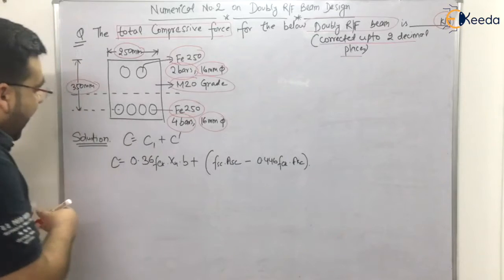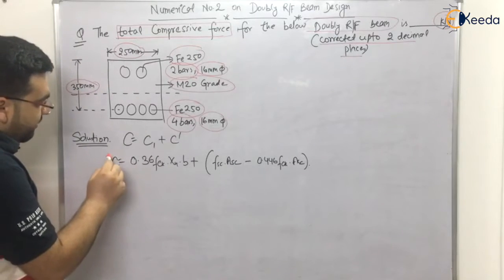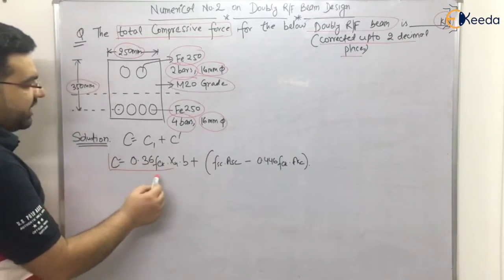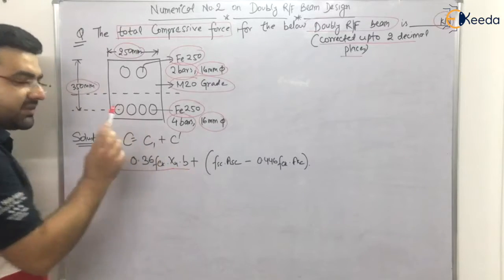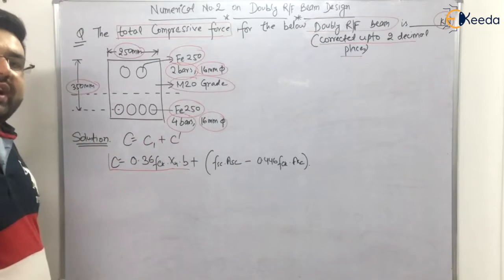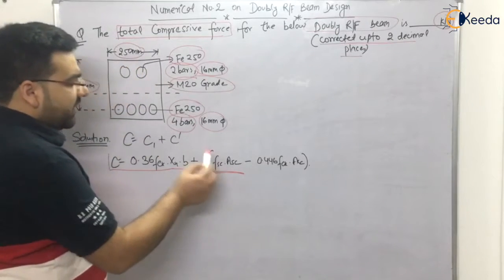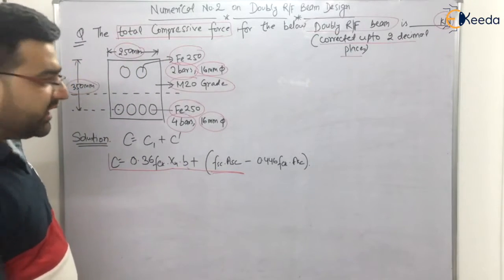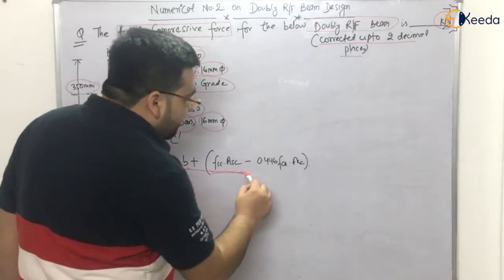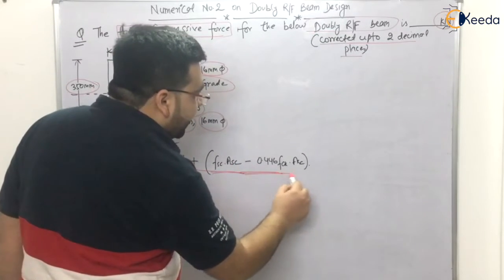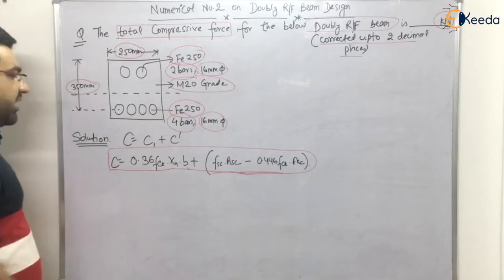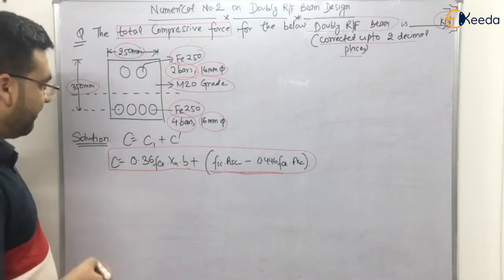Clear? Now I have given you the formula that the total compressive force is given by 0.36 fck xu into b. This is for C1. How it came, I am not going into detail, I have already told you, right? Plus fsc, the stress in the compression steel, into the area of the compression steel, minus 0.446 fck into the area of compression steel.